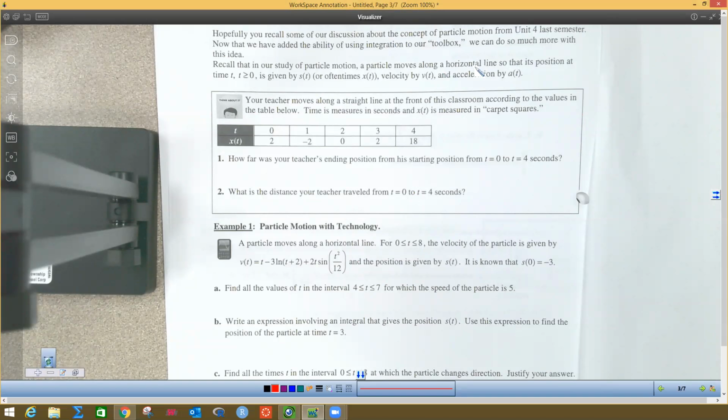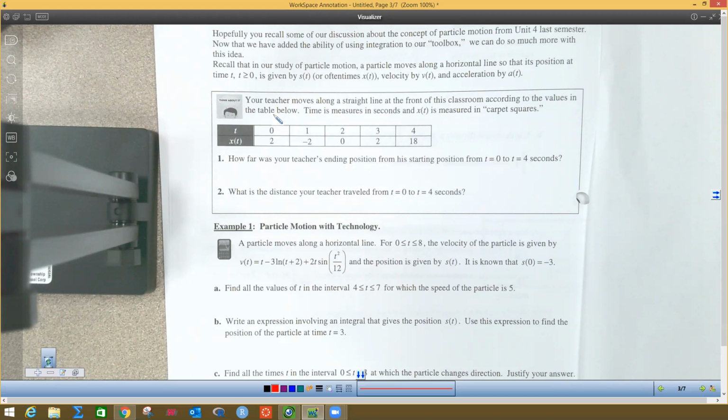Okay, so this talks about what we've already done. It says your teacher moves along a straight line in front of the classroom according to the table below. Time is measured in seconds. X of t is the position in carpet squares they're covering. So this is how many carpet squares they're moving along. How far was your teacher's ending position from the starting position? Okay, so from 0 to 4, this is displacement. In other words, where did they end up?